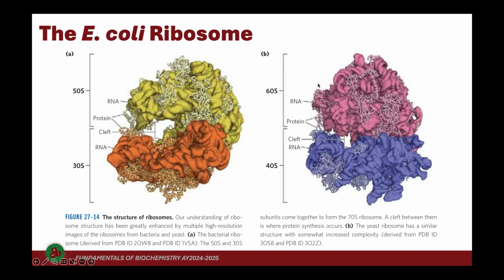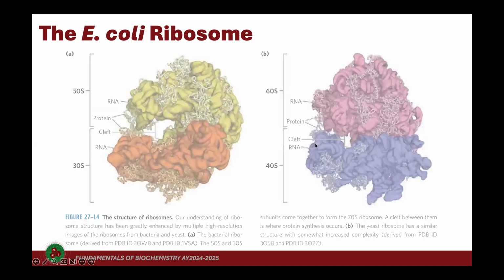Now, eukaryotes have a similar architecture. You have a small subunit, 40S, and 60S, and if they are combined as a complex, you get an 80S ribosome for eukaryotes. The cleft here is where the mRNA transcript interacts with the ribosome.